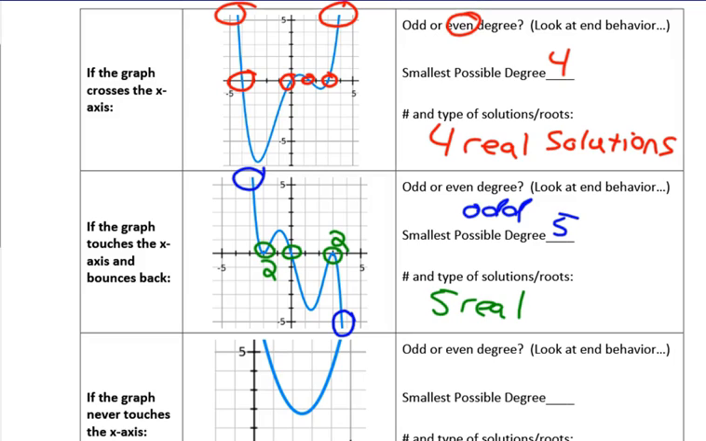They should match. We're going to talk about that a little more in just a second. But yes, when it bumps up against the axis, it's a double root. It counts for 2.